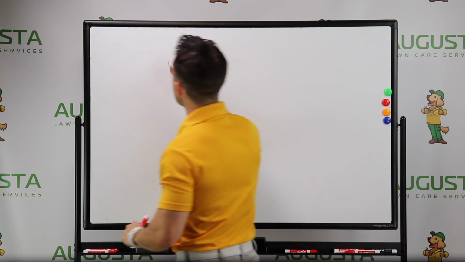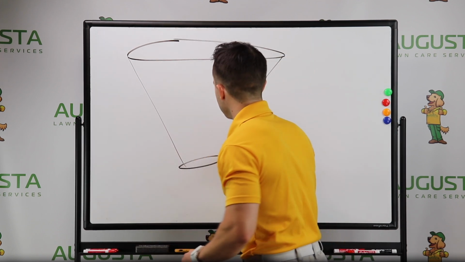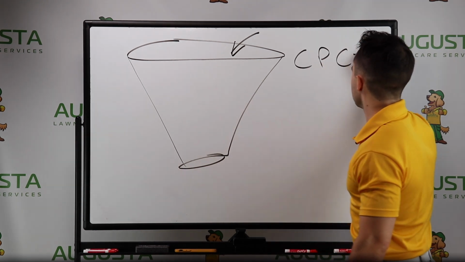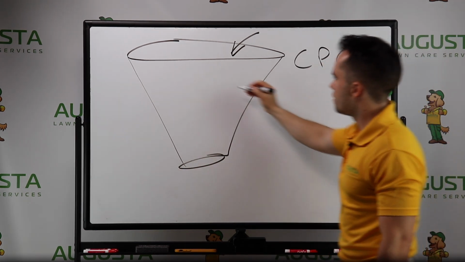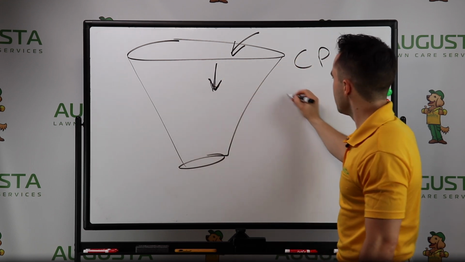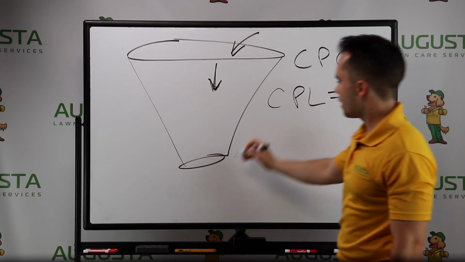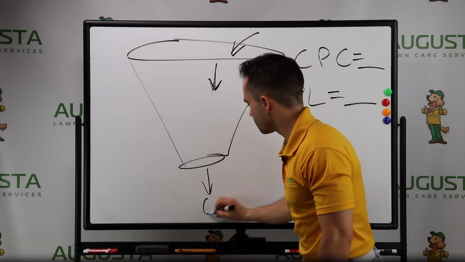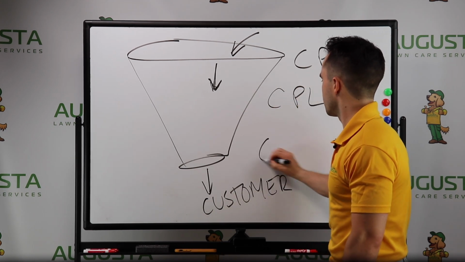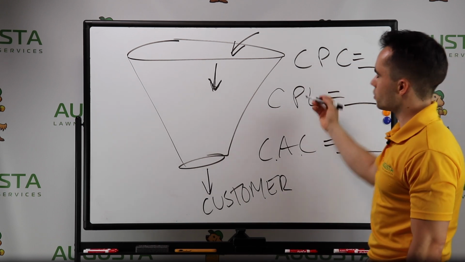But the first thing I need you to realize is that marketing is like a funnel. At the top of the funnel, you have clicks that come in the top, and you can measure your cost per click, or your CPC. Then as it goes through here, people go to your website, they call you, whatever it might be, then you can figure out the cost per lead, or the CPL. And then all I really care about is coming out the bottom in the form of customers. And this is also known as customer acquisition cost, or CAC. So these are the important numbers that you need to know.